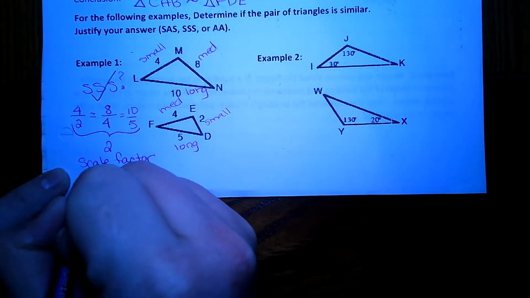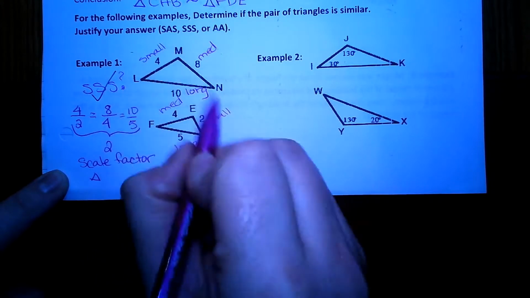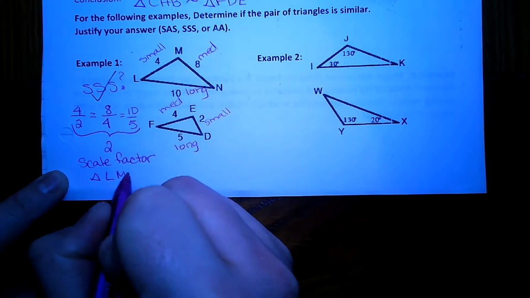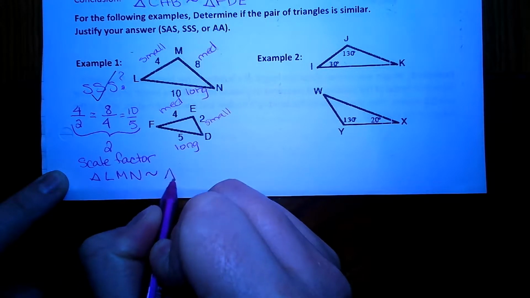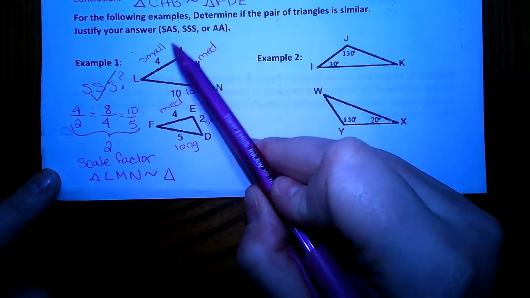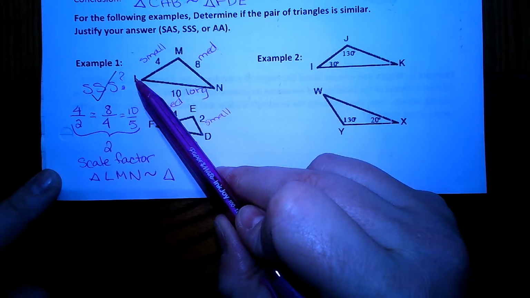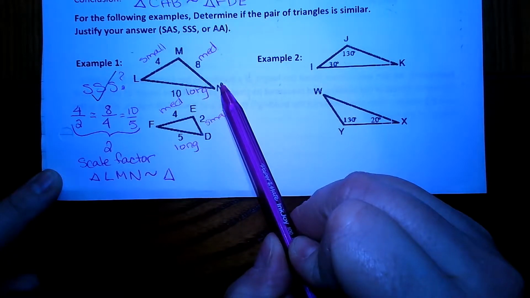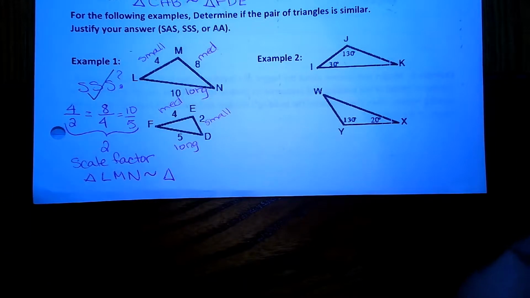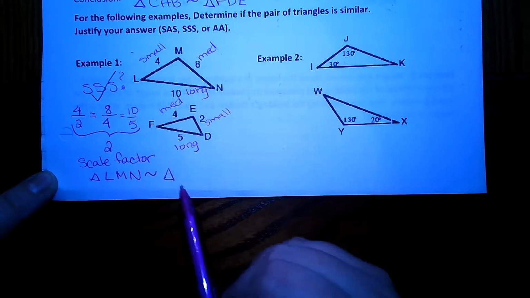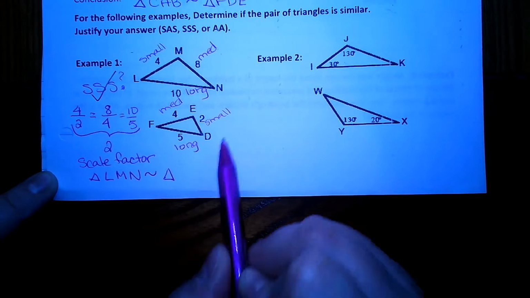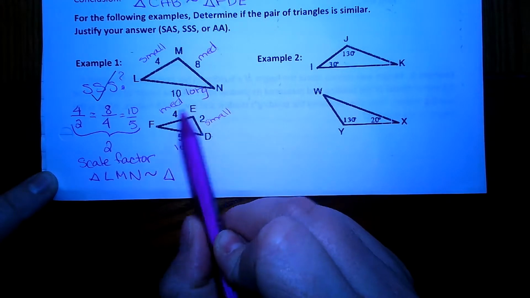So I'm going to start with triangle LMN. And we've got to come up with the correct order for the second triangle. Well, LMN goes up the small side, down the medium side. So we need to go up the small side, down the medium side when we're writing up our second triangle. That would go from D to E to F.